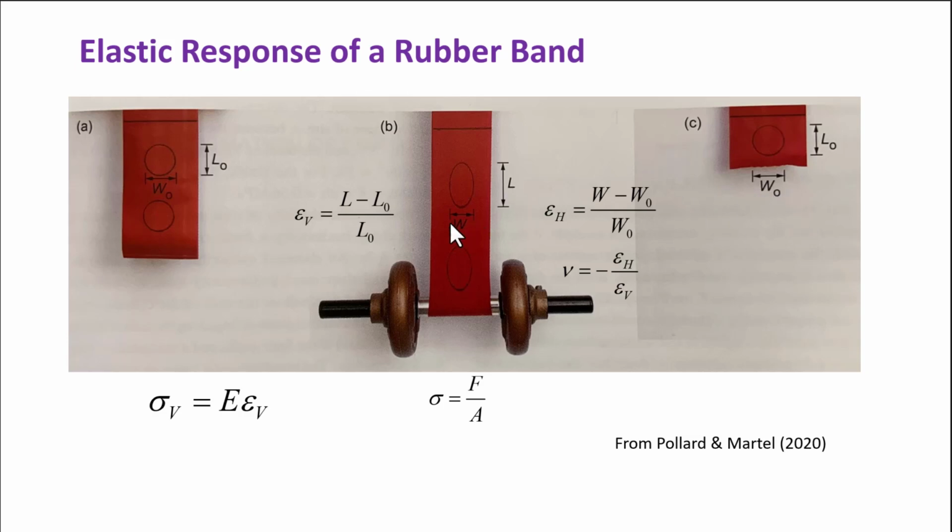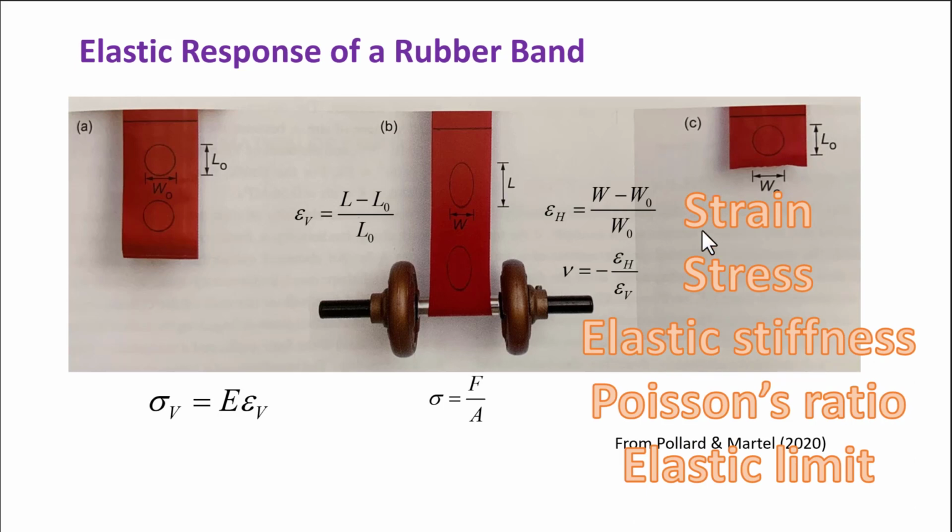Finally, if the stress is further increased, eventually the rubber band will break, so fracture develops. In this simple diagram, we revisit many concepts here: strain, stress, elastic stiffness, Poisson's ratio concept, and eventually the elastic limit. We're going to talk about these concepts briefly in this lesson.